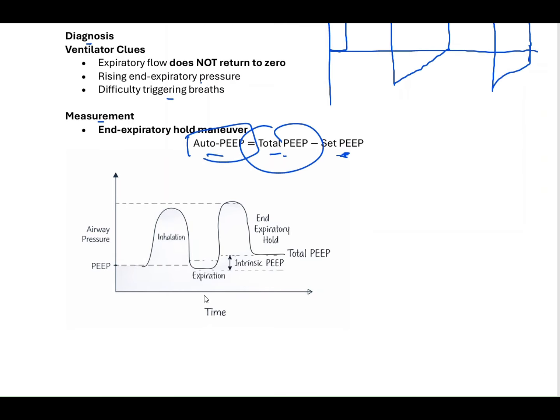So if you look at our graph here, we can see our PEEP. Here we set our PEEP, and this is inhalation, and exhalation. And as we continue, we can see on this second graph here that the patient did not fully exhale. And if you look at the pressure there, you can see that the PEEP has increased. Our initial PEEP was right here, and the new PEEP is somewhere around here. So this is going to represent the total PEEP. If you subtract our set PEEP, which is right here, from the total PEEP, that will give us this intrinsic PEEP, which is also the auto PEEP.